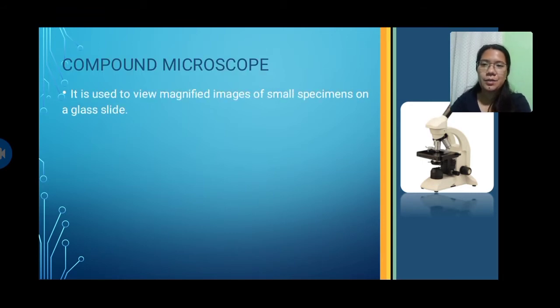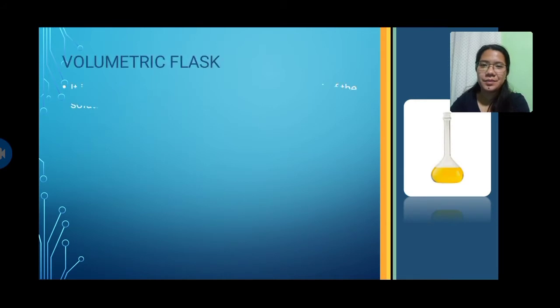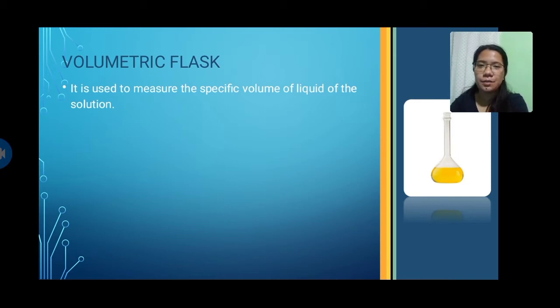First, the compound microscope. It is used to view magnified images of small specimen on a glass slide. Next is the volumetric flask. It is used to measure a specific volume of liquid of the solution.